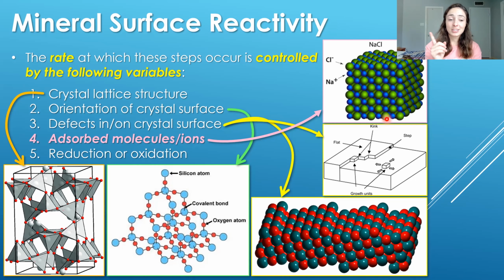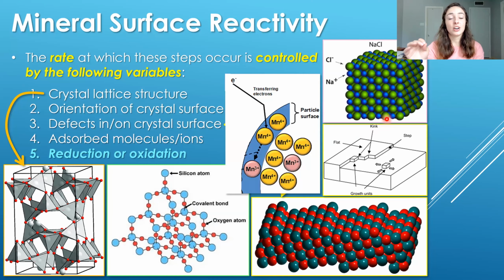However, there are ions in solution that increase the rate of chemical weathering by adsorbing to the mineral surface, or reacting rather with the mineral surface. And these are included in the reduction oxidation factor in controlling the rate of chemical weathering. So how does reduction and oxidation work, and how does it control chemical weathering rates?